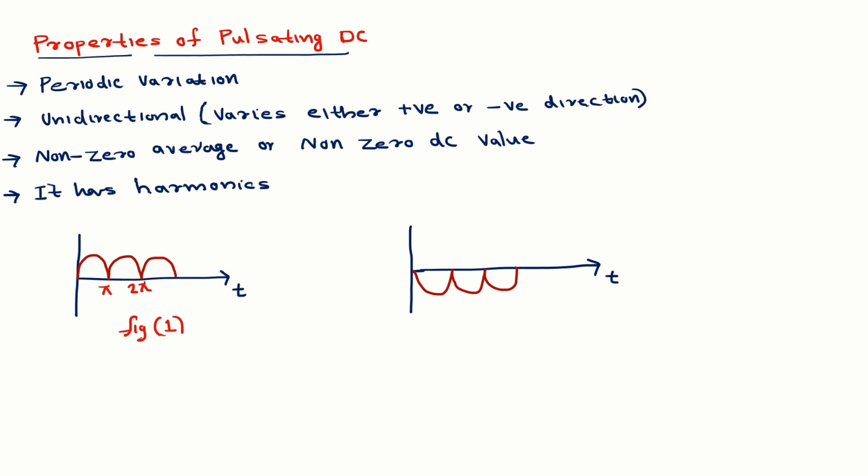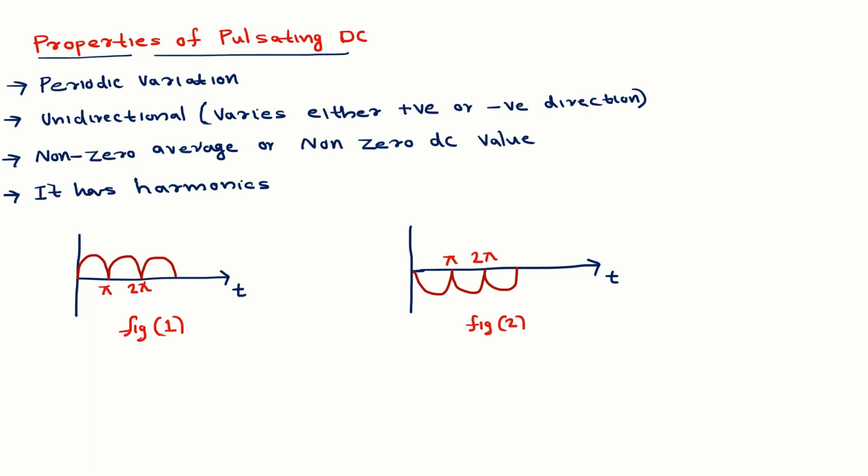Then coming to the next diagram, figure 2. In this figure also, the fundamental time period is pi. That means the signal is repeating at a regular interval of time. Here the regular interval of time is termed the fundamental time period, and at every pi, the signal is repeating. So this is the first property of pulsating DC: it has periodic variation. And the second one is that it is unidirectional, that means it varies in either the positive or the negative direction.